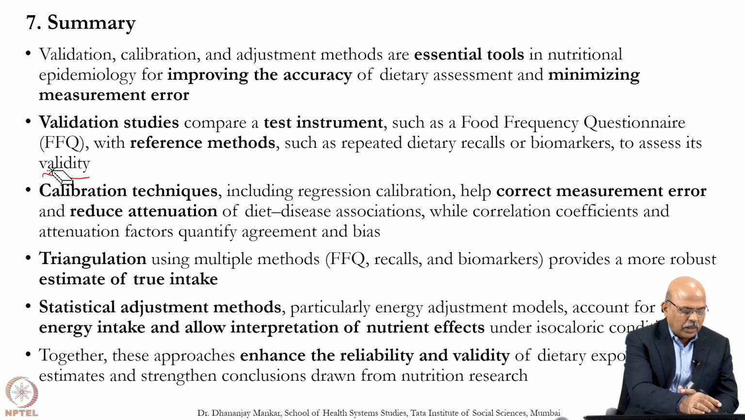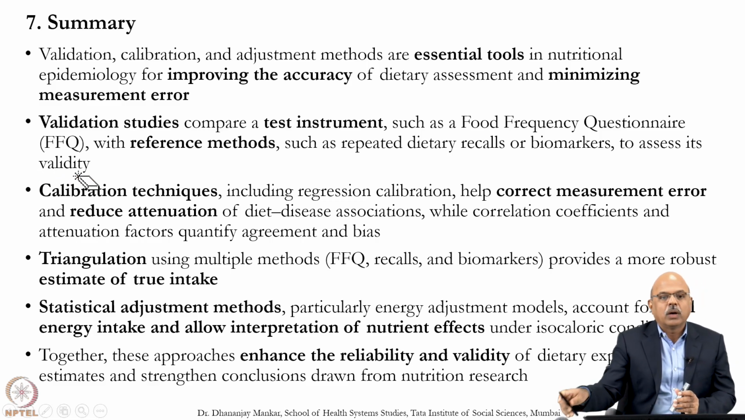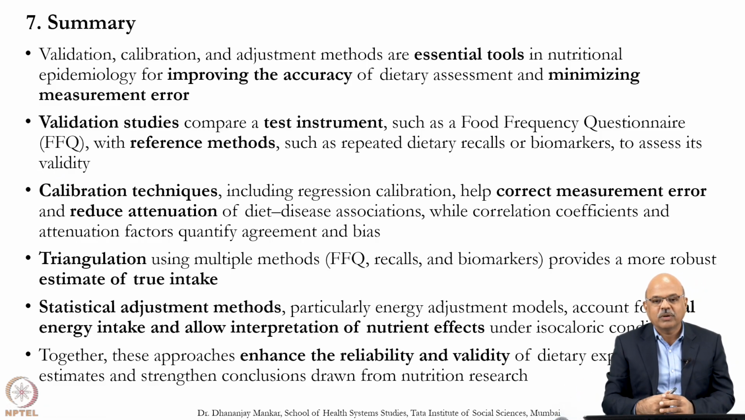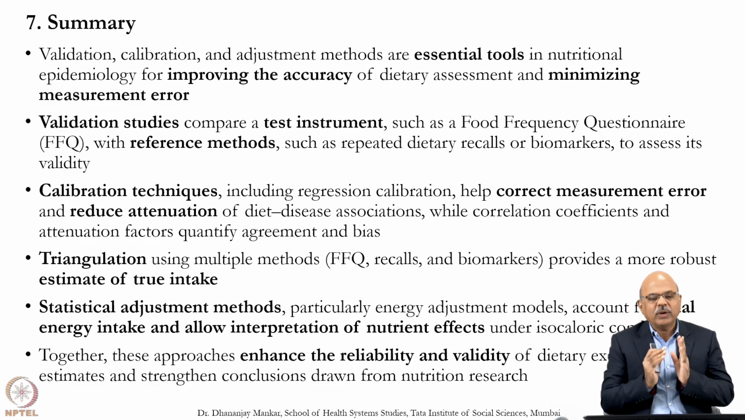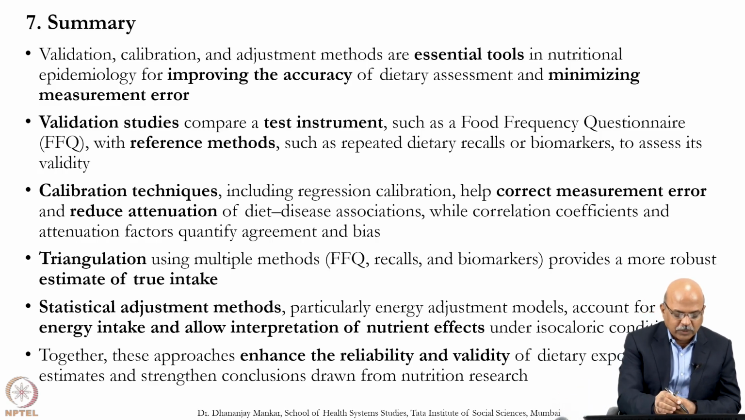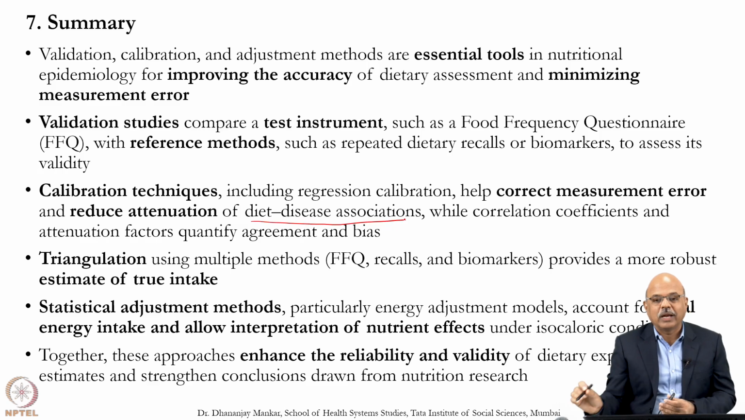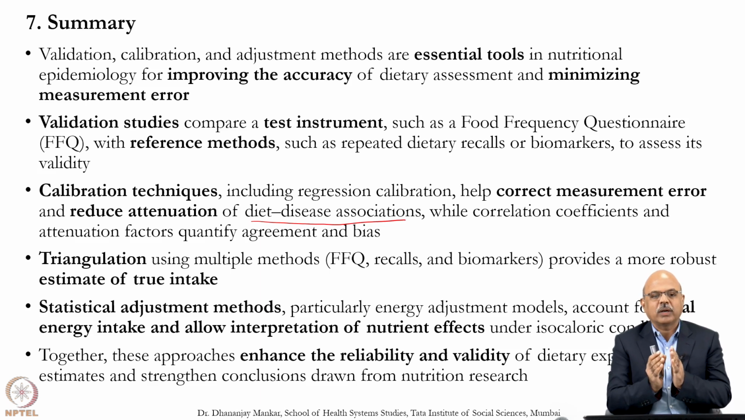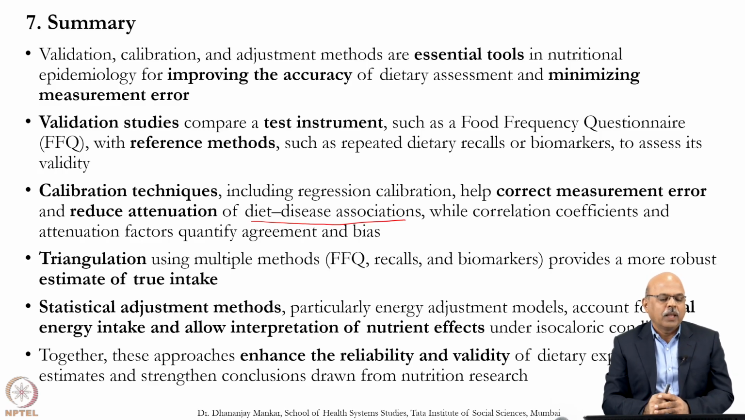Then the calibration techniques, which include regression calibration, help us to correct the measurement error, and they reduce the attenuation of diet and disease association. Diet and disease association is something which is highlighted. The correlation coefficient and attenuation factors quantify the agreement and the bias. So you can understand that correlation coefficient and attenuation factors help in understanding the agreement and the bias. Then lastly, we have discussed triangulation.